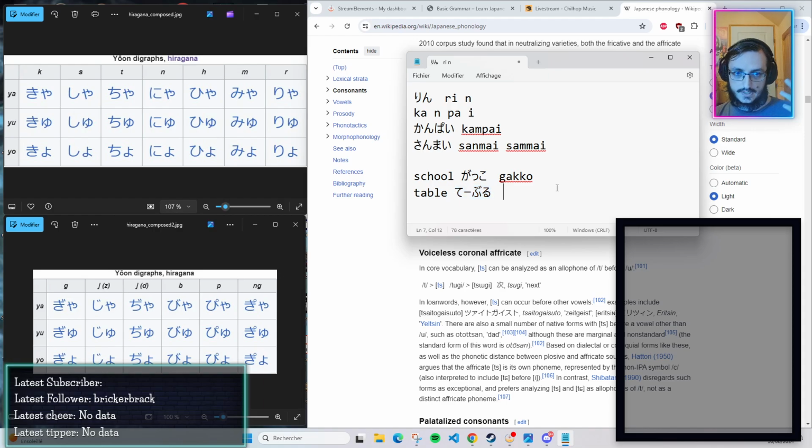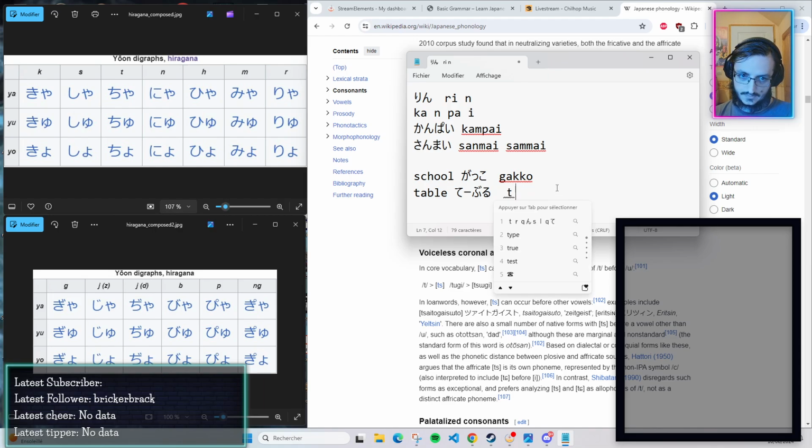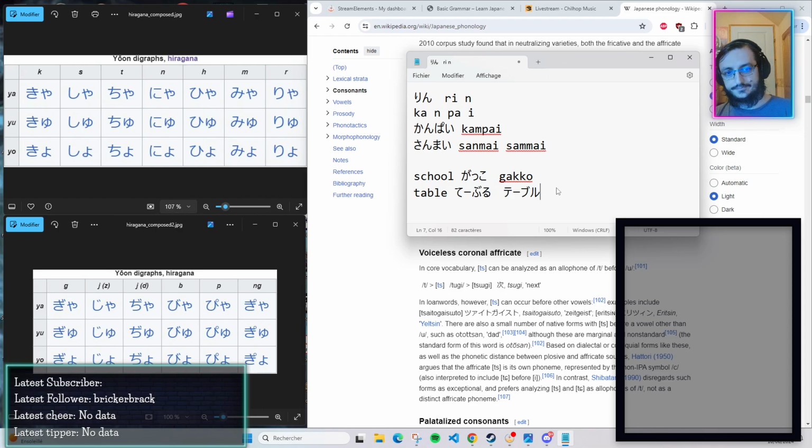Anyway, in hiragana it will be like that. In the katakana way, it would be teburu. This way. So, te, the same stroke. It's the same in katakana as in hiragana. Bu and ru. Hiragana, teburu. Katakana, teburu.